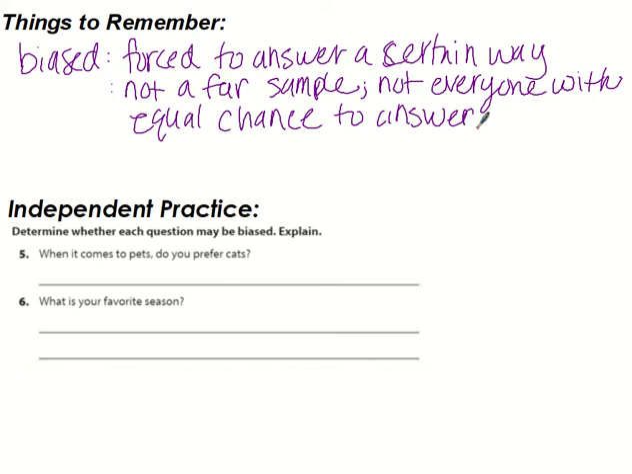Okay, so here's your two questions. Determine whether each question may be biased. Explain yes, why or why not. Kind of like what we just did. So would these be considered biased or not?